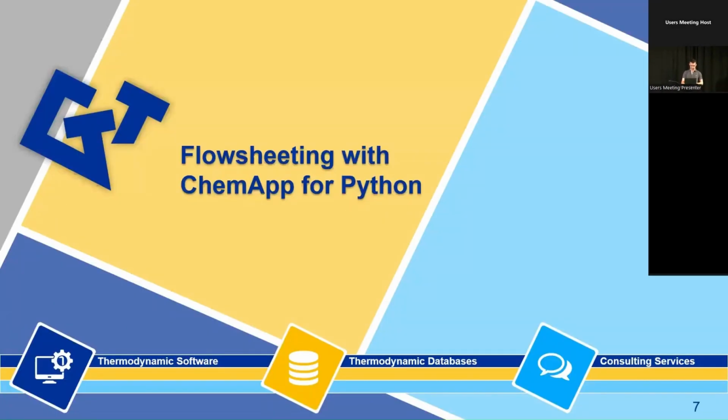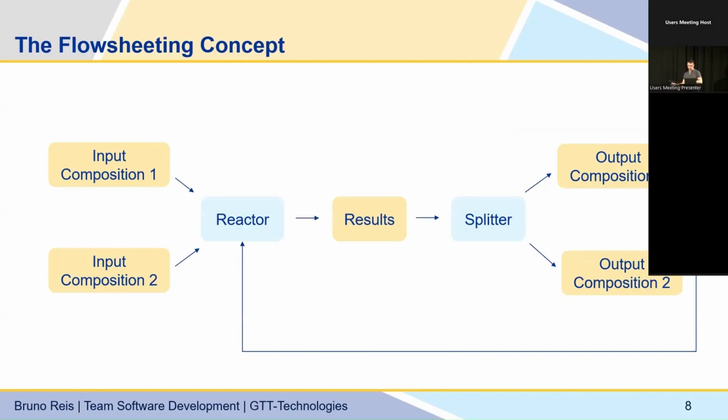Okay, so now more to the point of process modeling, I'll show you or try to explain how flow sheeting works with ChemApp for Python. As I said, this is a programmer's library. You all probably are aware of what Python is. It's a very user-friendly programming language. But we come from the other end. We are more interested in the processes.